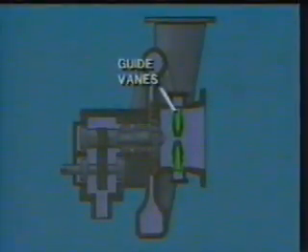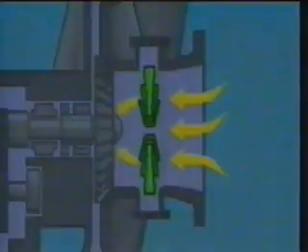They're used to direct the flow of gas into the eye of the impeller at just the right angle. This is important because efficient performance and stable operation of the compressor depends on the velocity and direction of the gas entering the impeller eye. Guide vanes can either be fixed or adjustable.